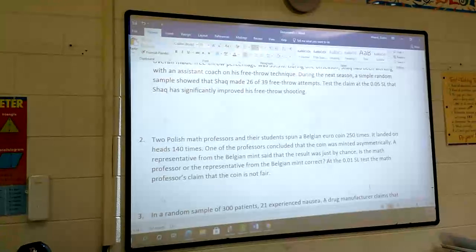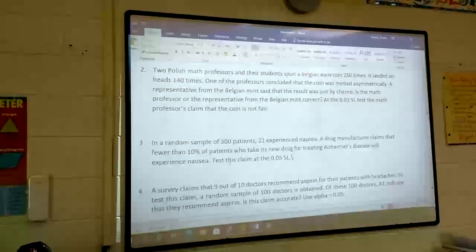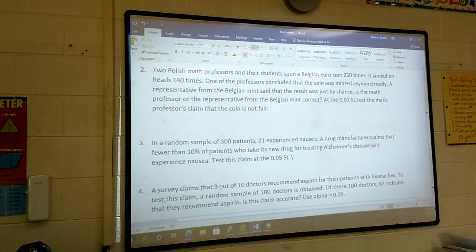Quick, we can do this. Two Polish math professors and their students spun a Belgian euro coin 250 times. It landed on heads 140 times out of those 250. One of the professors concluded that the coin was minted asymmetrically. A representative from the Belgian Mint said that the result was just by chance. Is the math professor or the representative from the Belgian Mint correct? So is it a fair coin, or is it weighted on one side or the other? Okay, so is it fair or not?